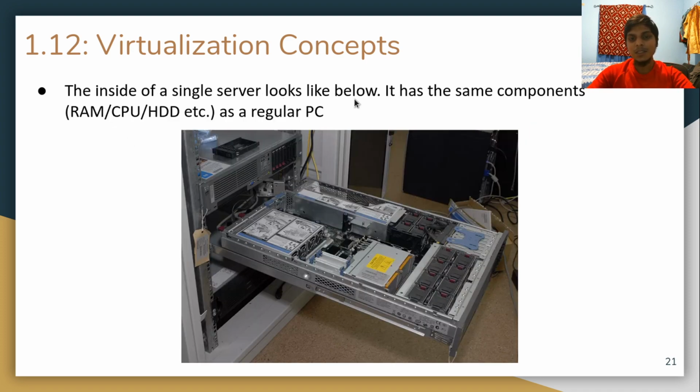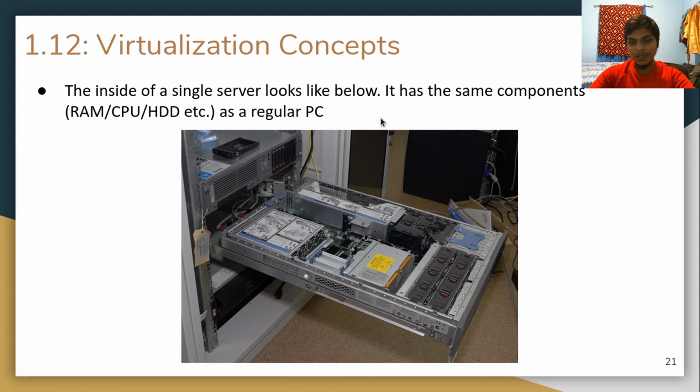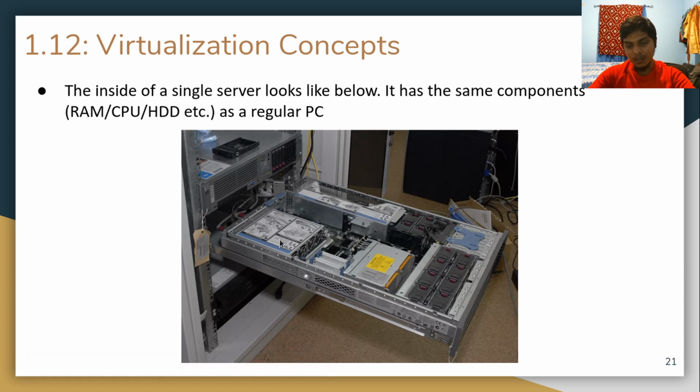So the inside of a single server looks like below. It has the same components, RAM, CPU, hard disk drive, as a regular PC. As I mentioned, you just slide it out like a drawer. And these are all things you would find in a normal PC. They're just kind of scaled up. You see these things here are fans. These are power supply units. You'll see the RAM sticks there, the RAM sockets. This would be the CPU sockets here somewhere, and the heatsink on top of it.